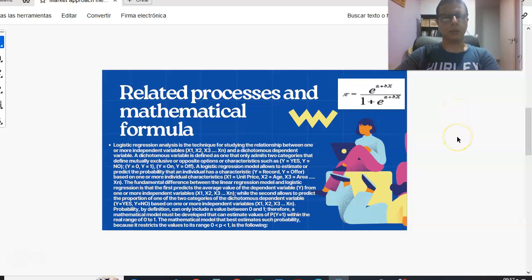Probability by definition can only take a value between 0 and 1. Therefore, a mathematical model must be developed that can estimate values of p, y equal 1, within the real range of 0 to 1. The mathematical model that best estimates such probability, because it restricts the values to its range, 0 ≤ p ≤ 1.